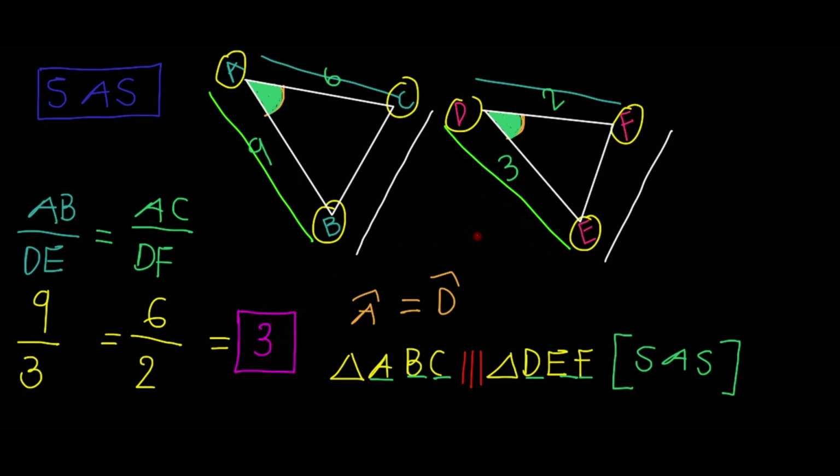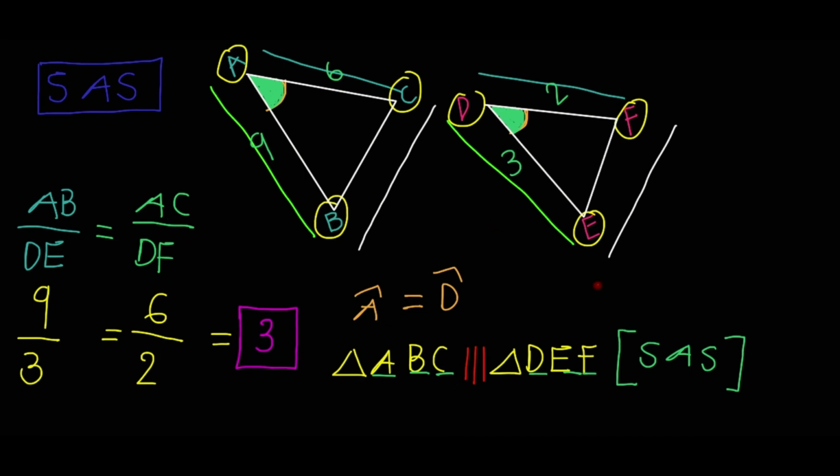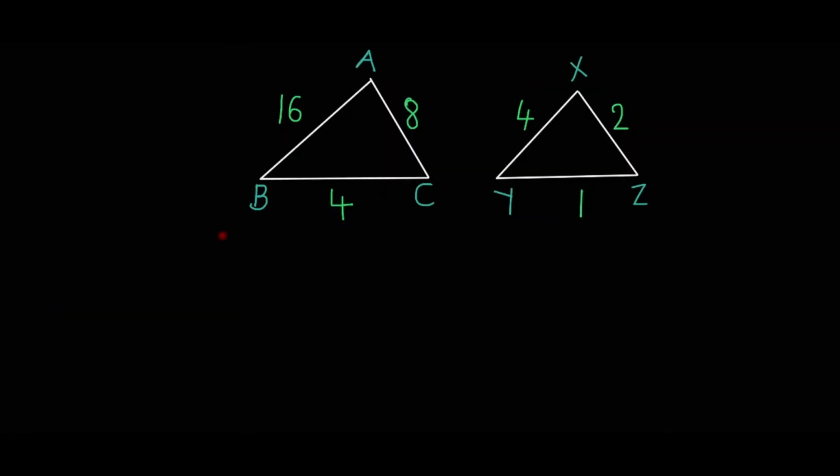So the key thing is the ratios must be equal. So that's it for this condition. Our next condition, and this is our last condition: if the ratio of the corresponding sides are equal, then the triangles are similar. You can see that this side corresponds to this side, this side to this side, and this side to this side. Therefore, if the ratios of the corresponding sides are equal, the triangles are similar.